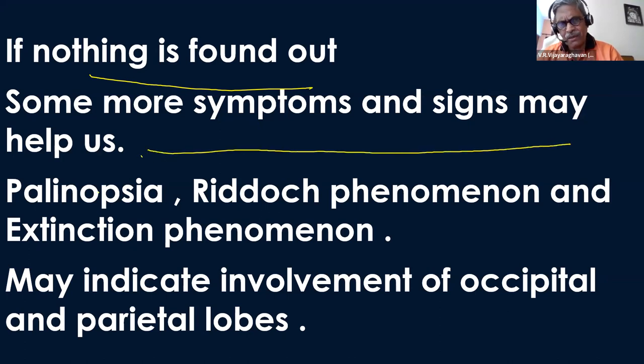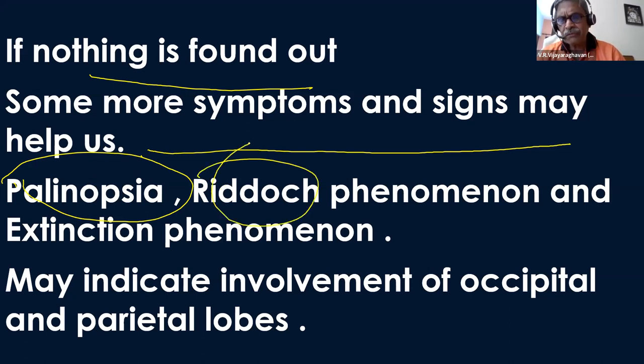Symptoms and signs. You know what is palinopsia? Suppose I see one object. The image has gone to my brain and got fixed in my occipital lobe. By chance, the object has been removed from that area, yet I still feel the object is there. It's called palinopsia, that is perseveration or persistence of images. Even though the object has been removed, it's an occipital lesion.